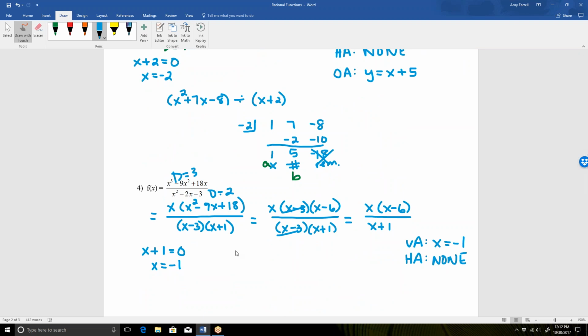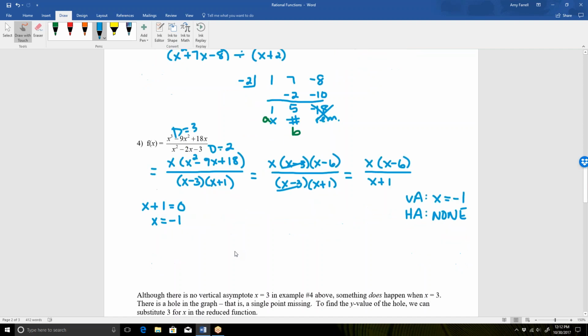And to find this oblique asymptote, we could use long division, if you prefer that, or synthetic. I think I'm going to use synthetic because I just feel like that goes a little bit quicker.